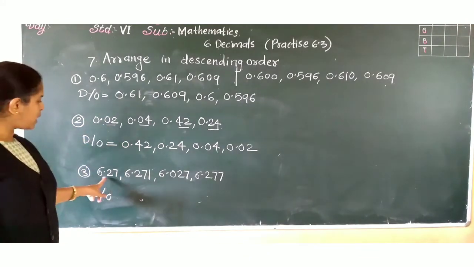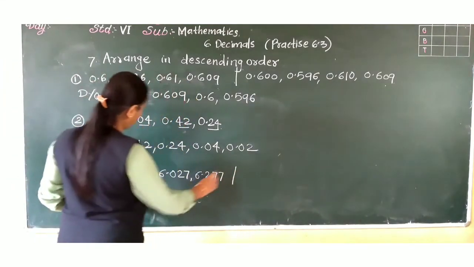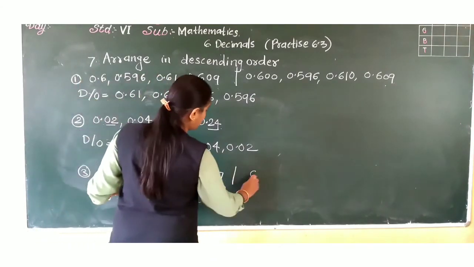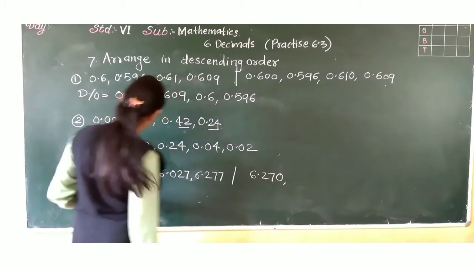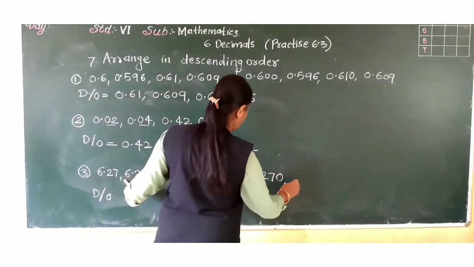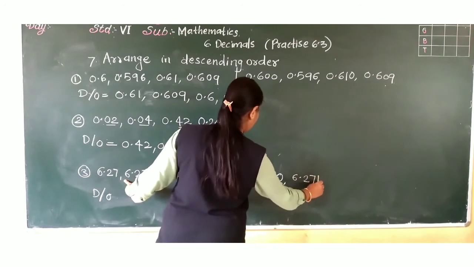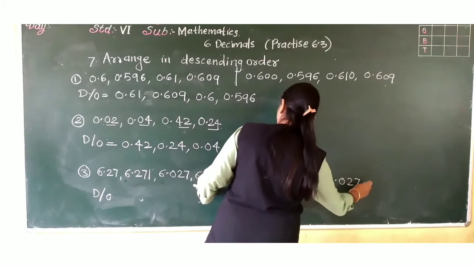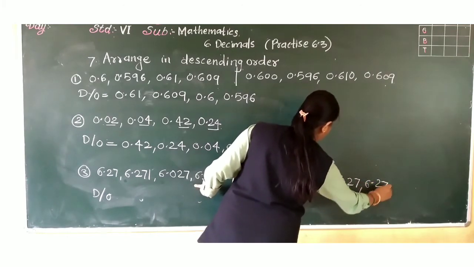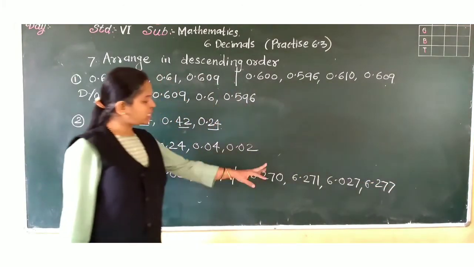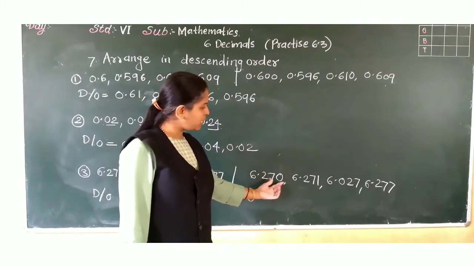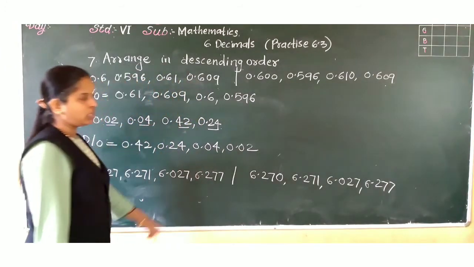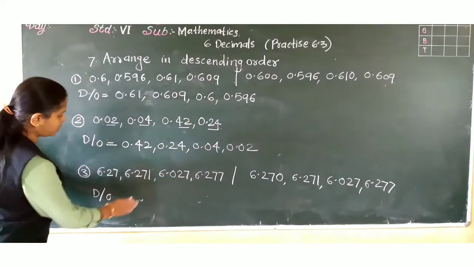Next, this again we have to convert to like decimals. Here after the decimal point 3 digits. So this is 6.270. Okay. This is 6.271. Then 6.027 and 6.277. Now after the decimal compare the numbers 270, 271, 027 and this 277. Who is greater? 277 is greatest.